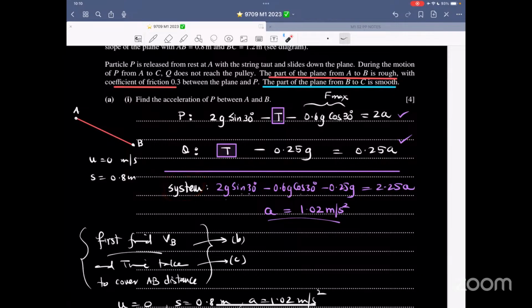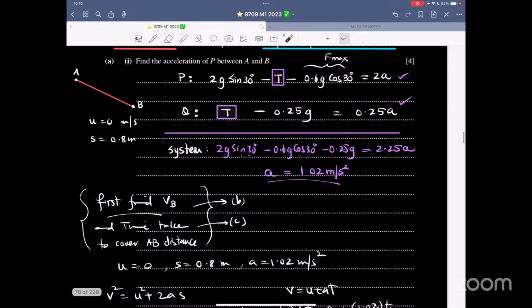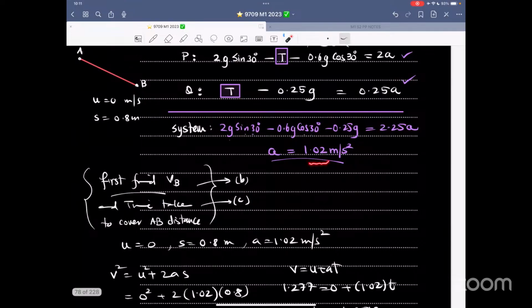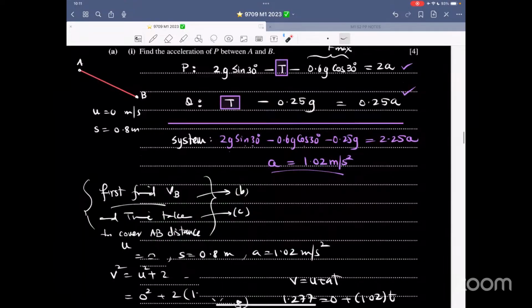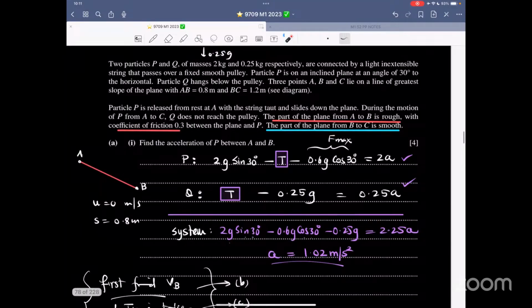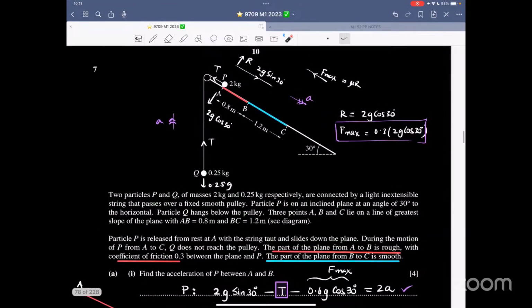Add both the equations. You get the equation of the system. The T cancels out. And mg sine 30 minus this mg minus this F max is this total mass into acceleration. Acceleration comes out to be 1.02 meter per second square. Find the acceleration of P between A and B. So between A and B, the acceleration is found.